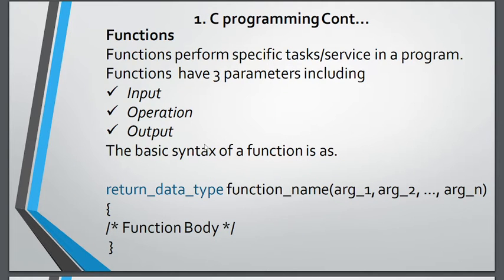Functions. So what are functions? Functions perform specific tasks in a program. Functions have 3 parameters, including input, operation, and output. The basic syntax of a function is as follows. We have the return data type, function name, and arguments. Argument 1, 2, and up to infinity. Then we have the function body. So this is the basic syntax of a function.